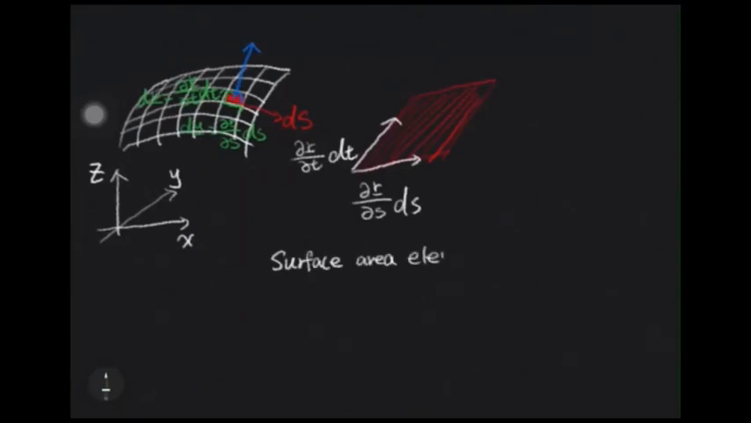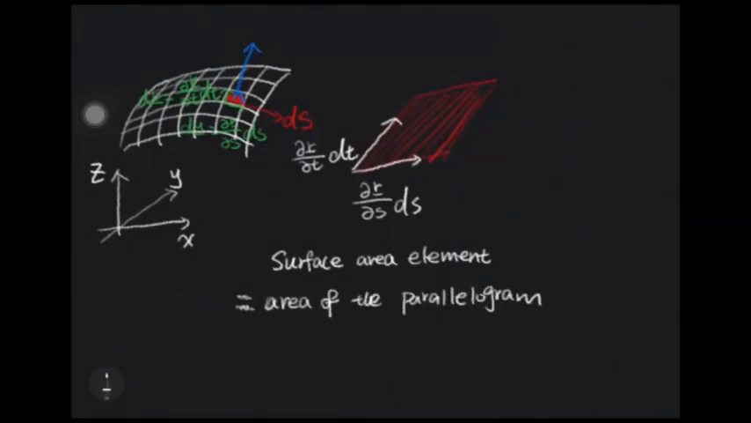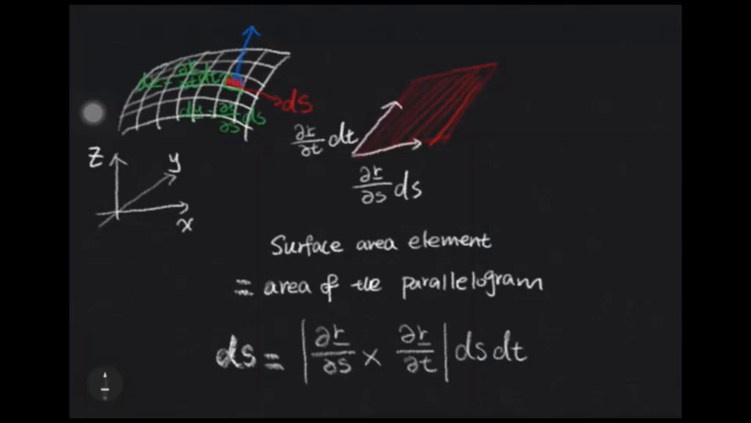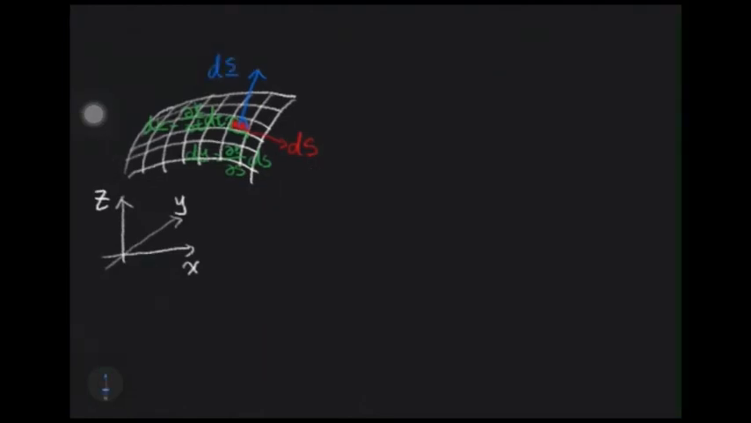So when we do the cross product of these two components, it will give us the area of the parallelogram, which is the surface area element. So dS can be written as del r del s cross del r del t, and the absolute value of them ds dt, so still writing the surface elements.